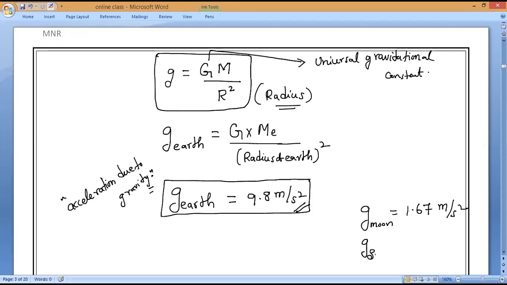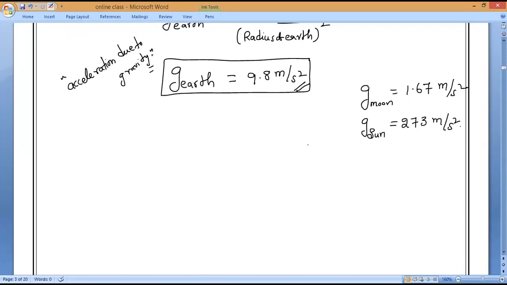If we take the gravitational force of sun, what is it? Anybody? 273. Yes, very good. 273 meter per second square. So this is what we studied in the last class. Is it yes or no? Arun Kailash? So now if you notice, coming to the earth alone, as we are living on the earth, we will always be concerned about the earth only. Now, this is the g value of the earth. Do all of you understand? So the gravitational force of attraction of the earth is 9.8. That is, acceleration due to gravity is 9.8 meter per second square.